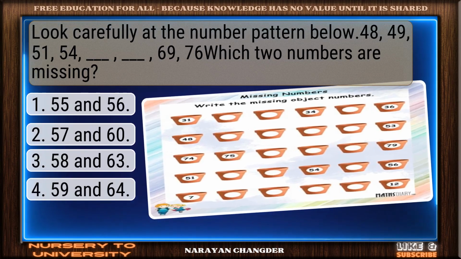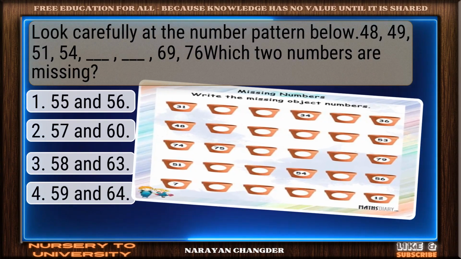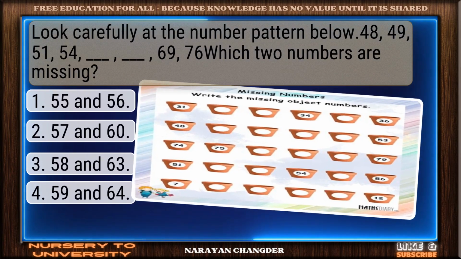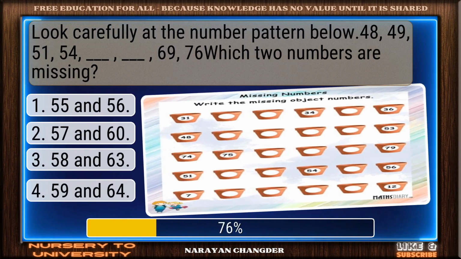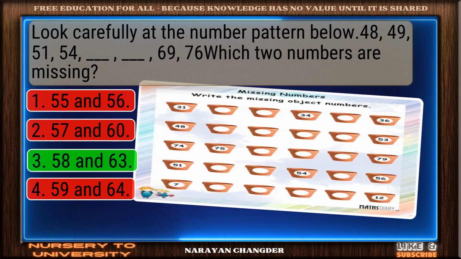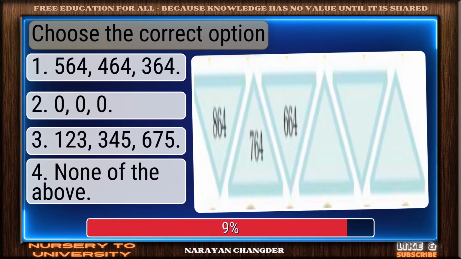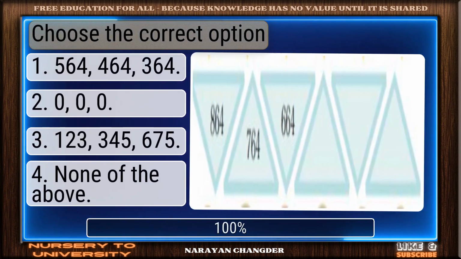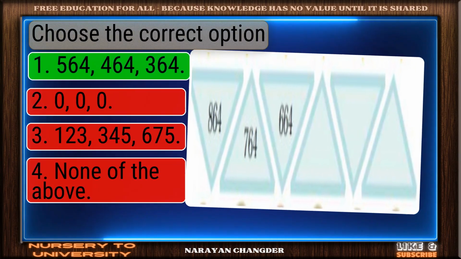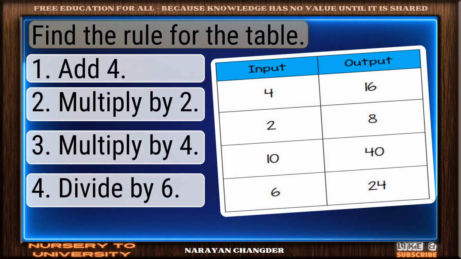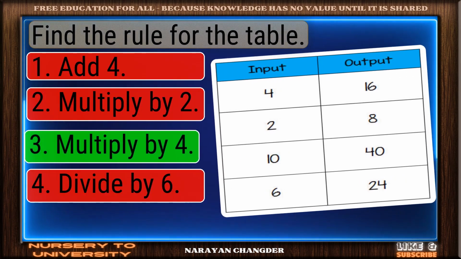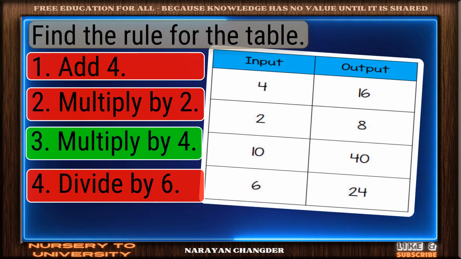Look carefully at the number pattern below. 48, 49, 54 dash dash dash 69, 76, which two numbers are missing? Exactly, 58 and 63 makes sense and it is right choice. Choose the correct option. Strong choice. 564, 364 is the right answer. Find the rule for the table. Great thinking. Multiply by 4 is the right choice.